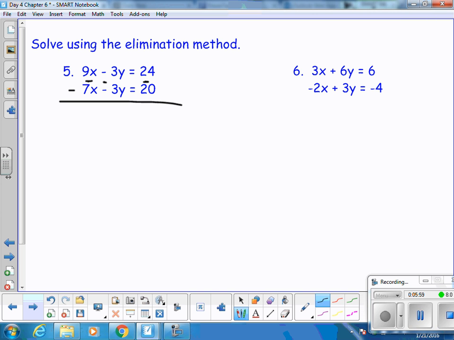You can totally do that, which is 9 minus 7. Negative 3 minus negative 3. 24 minus 20. Totally do it that way. That's a great way to do that, and that is another option.